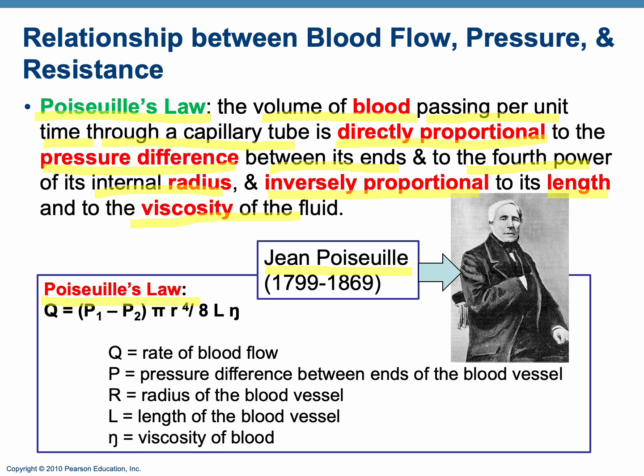And we can see here that Q is equal to the rate of blood flow. P is equal to pressure differences, so this P1 minus P2, pressure differences between the ends of the blood vessel. R refers to the radius of the blood vessel. L refers to the length of the blood vessel. And N refers to the viscosity of the blood. How thick is the blood?